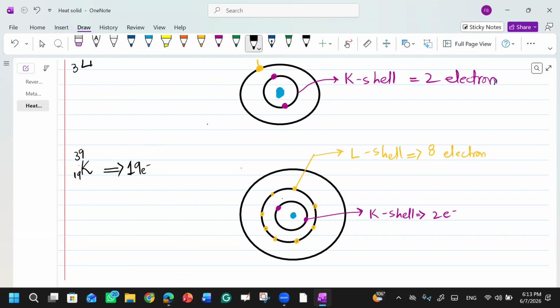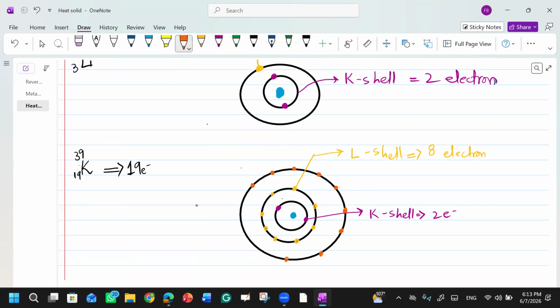So you need to fill 19 electrons. How many electrons are filled now? 10. So how many are left? 9 are left. So can 9 electrons be filled in the third shell or not? What is the capacity of the third shell? 18. So yes, we can fill 9 electrons. 1, 2, 3, 4, 5, 6, 7, 8, 9.